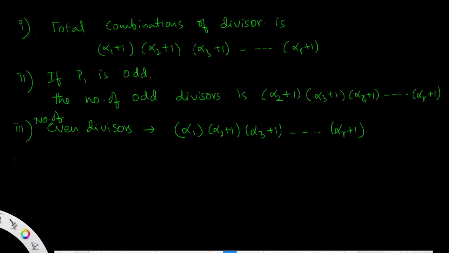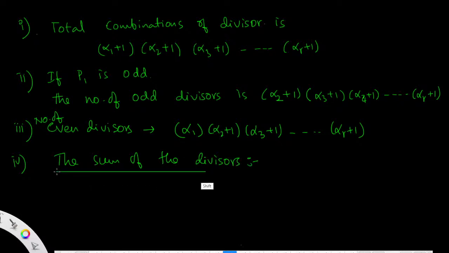Alpha 1 you can multiply. And then the last formula, the sum of the divisors. The sum of the divisors means the total value we can add. What are the divisors we have to get? Let the divisors be P1, P2, P3 and so on up to PR, to the power of alpha 1. So these are the divisors.